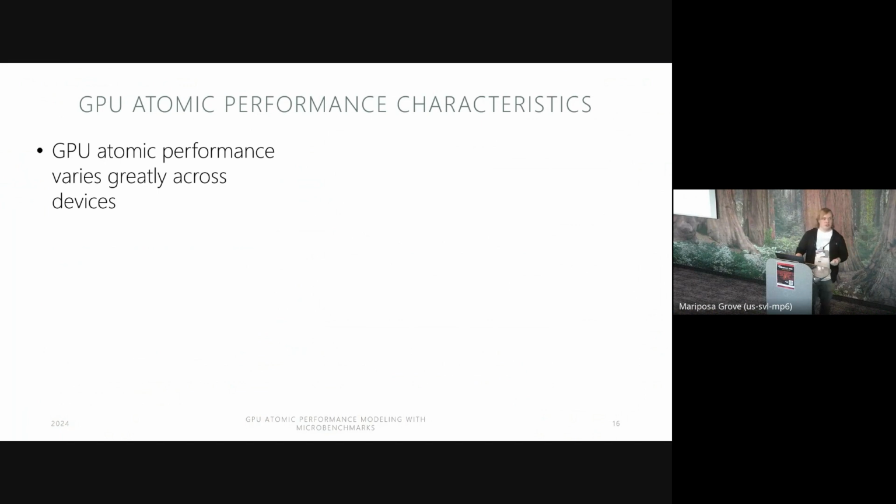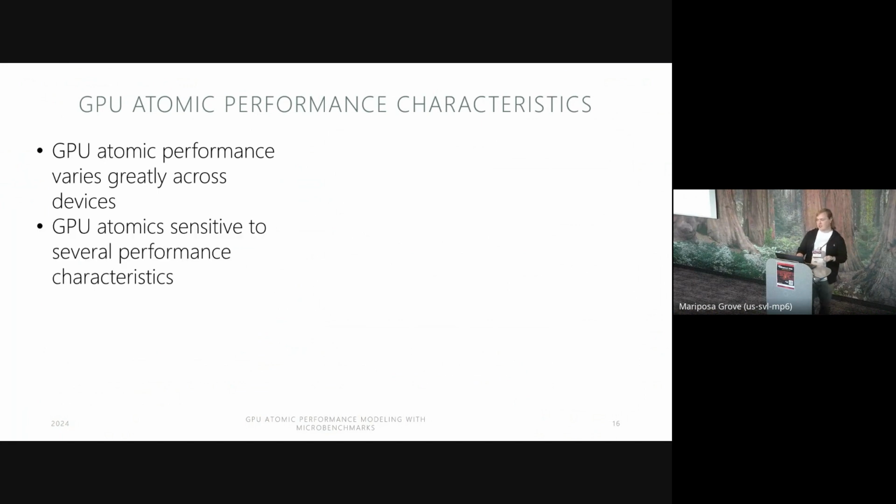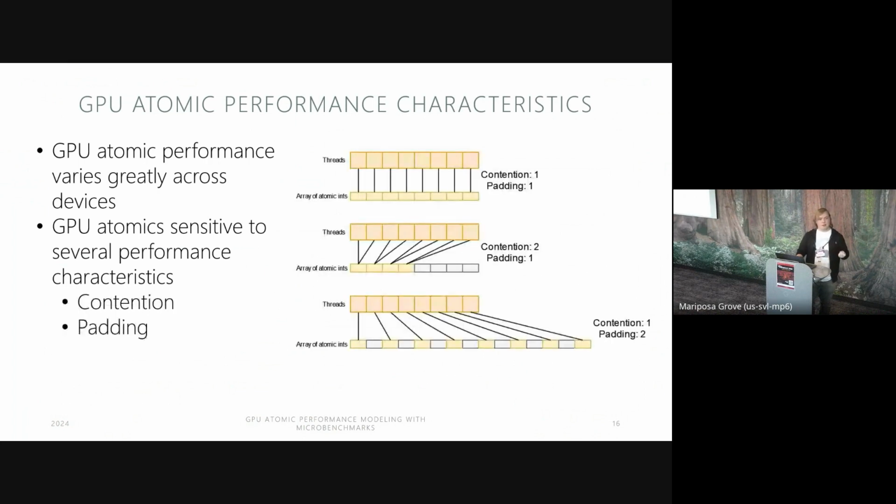GPU atomic performance varies greatly across these devices. They're sensitive to a ton of different performance characteristics. Two of them you've already seen, contention and padding: threads contending on the same location, and locations padded out to maybe some size. The other thing that they're sensitive to is the access patterns. GPUs are not flat. CPUs are not necessarily flat either, but the performance models that GPUs have are very hierarchical.